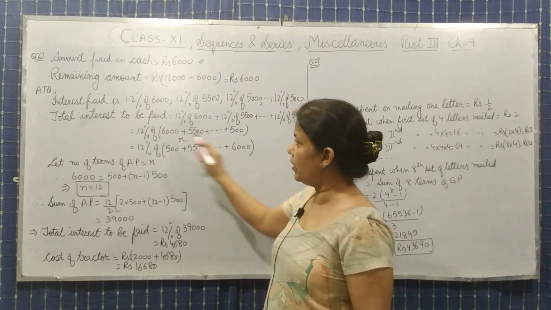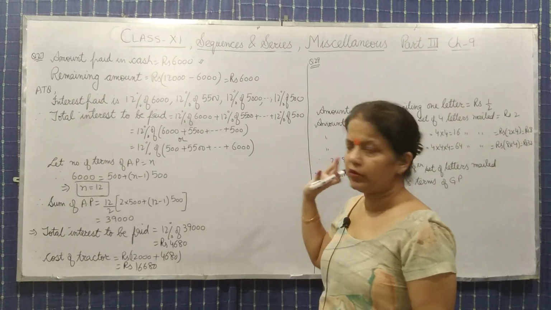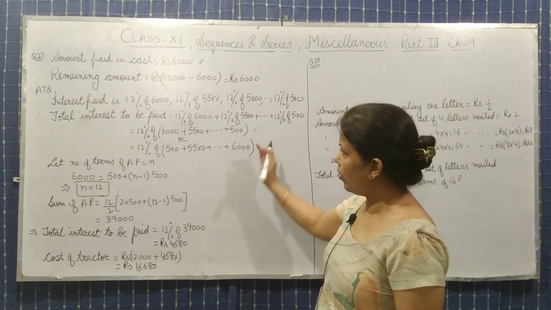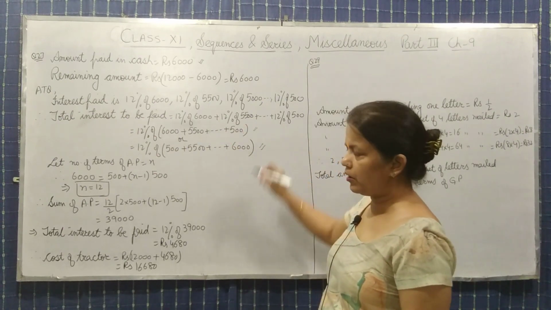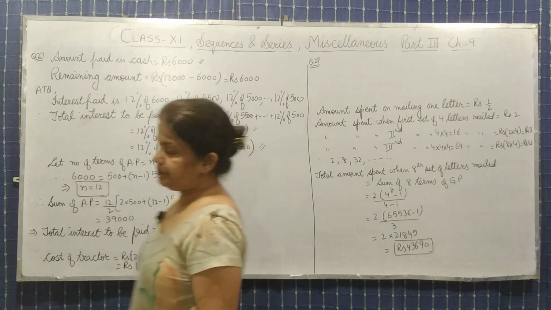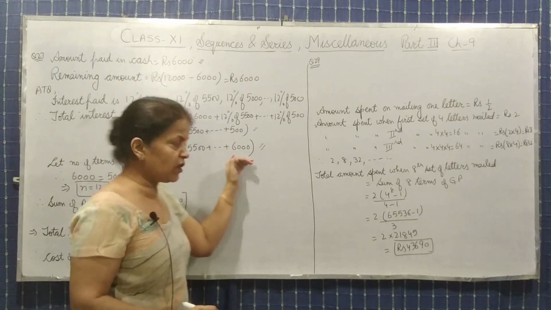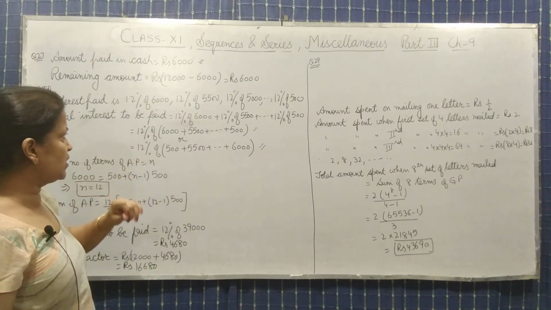You can write the terms like this, or in reverse order. It's up to you. You can do the question this way, or by writing the end term first, and then also you will get the answer. Now 12% on this whole series. Now let's see what type of series it is.